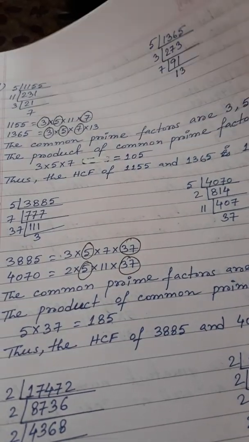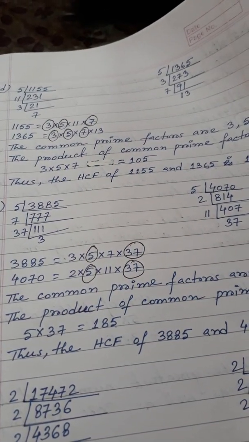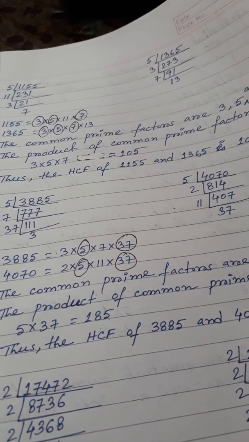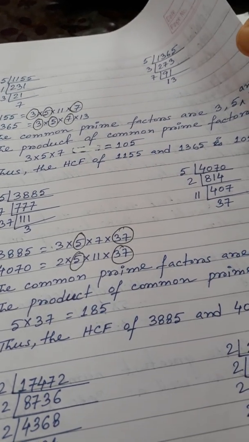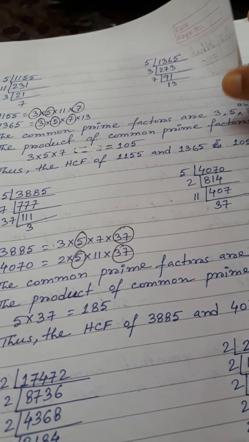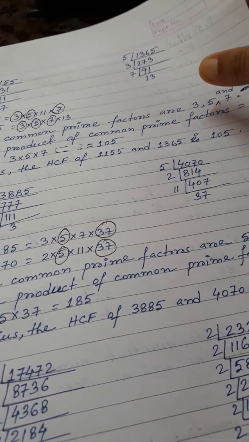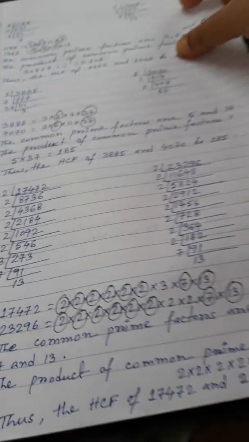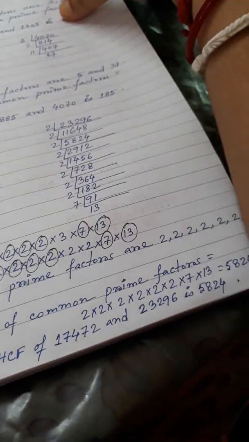3885 and 4070. Here also you have to find the common prime factors between the two numbers. You find them this way, and then you find that the highest common factor of 3885 and 4070 is 185. Okay, question number F also you have to solve the same way, like this.